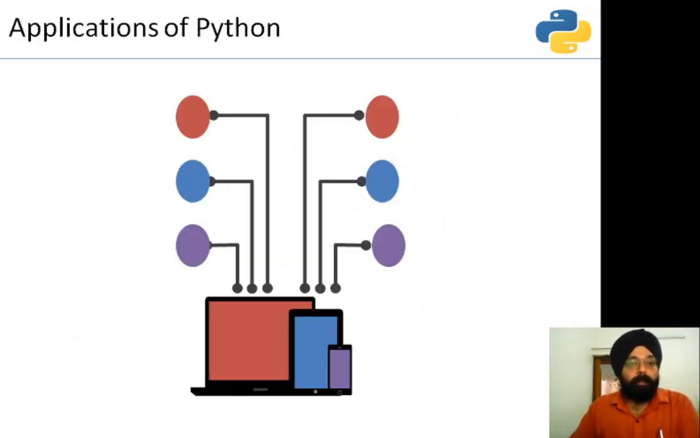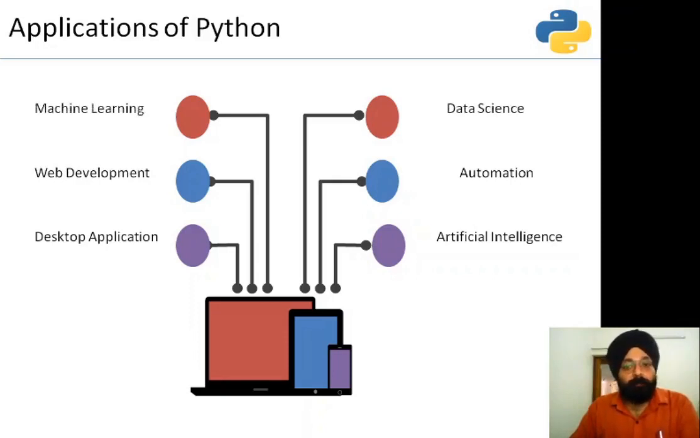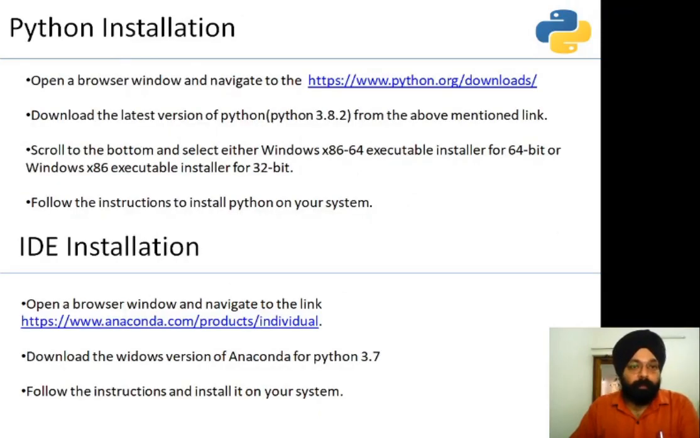Now we will see various applications of the Python language. Some of the applications are artificial intelligence and desktop applications. It is used for creating automation. It is used in the web development field, data science, and machine learning. These are the various application areas of the Python programming language.